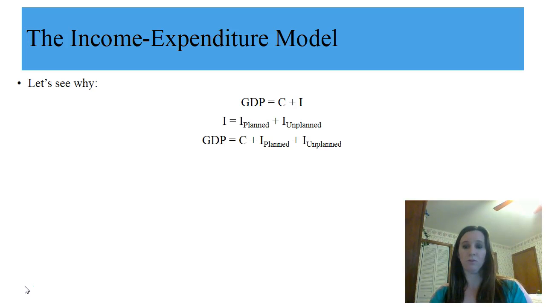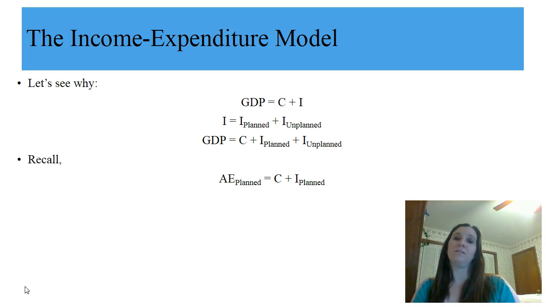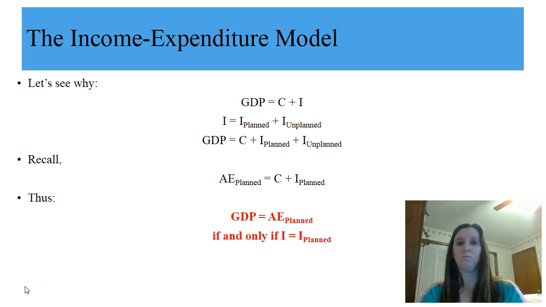We are going to start out with our three equations. GDP equals consumption plus investment, and that comes from the assumptions of the model. We took out government, and we took out imports and exports. Total investment spending is planned investment plus unplanned investment. Once we sub in for the letter I in the first equation, GDP equals consumer spending plus planned investment plus unplanned investment. We also know that planned aggregate expenditures are just consumption plus planned investment. GDP is only going to equal planned aggregate expenditures if and only if, so it goes both ways, total investment is equal to planned investment.